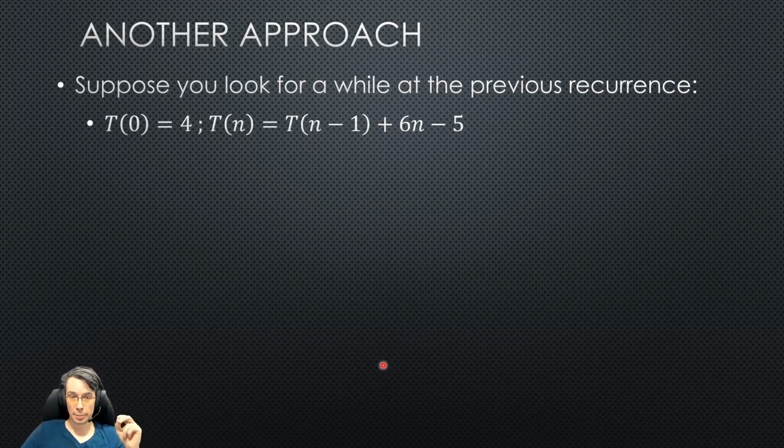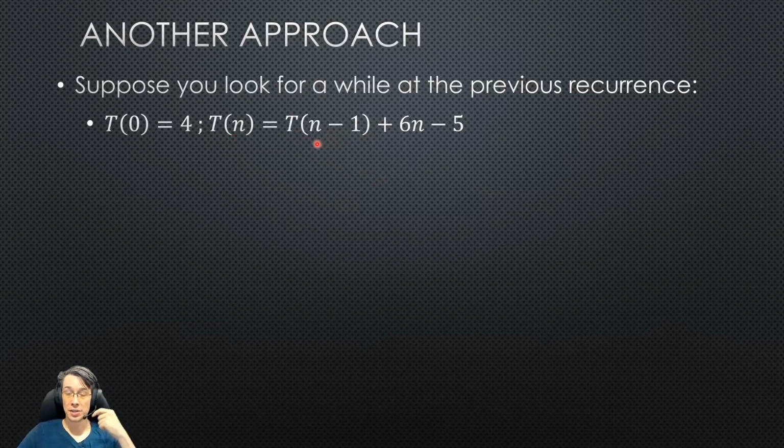Let's take another approach. Instead of substituting and recursively unrolling the expression to figure out what the closed form is, suppose you had some other intuition and you could, through a lot of experience, make an educated guess, an ansatz, guess at what the closed form of the previous expression is. So for instance, I'm going to look at this expression and see t of n is expressed in terms of t of n minus 1.